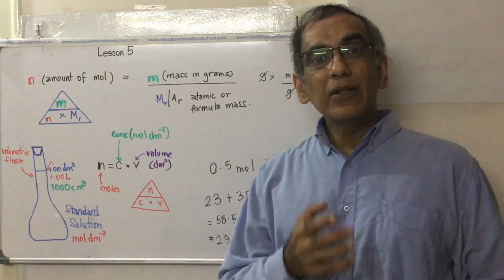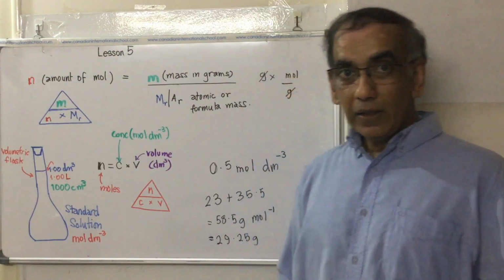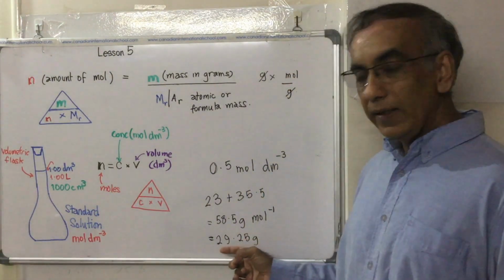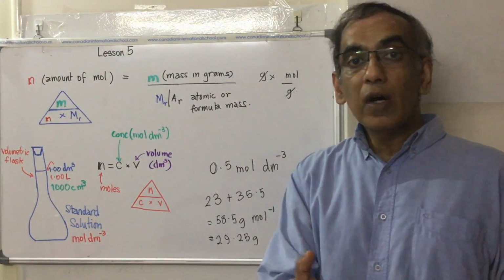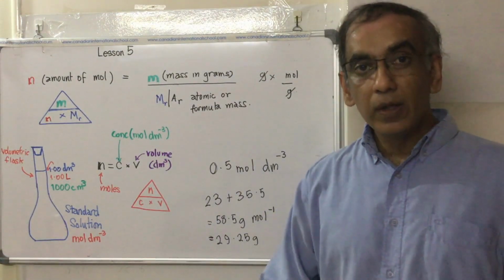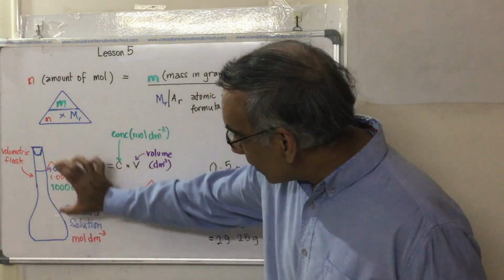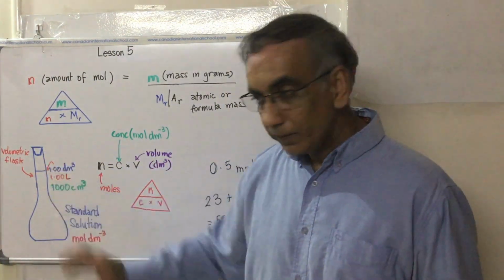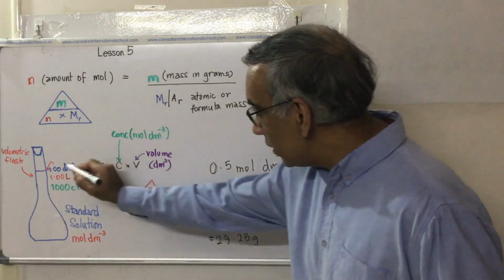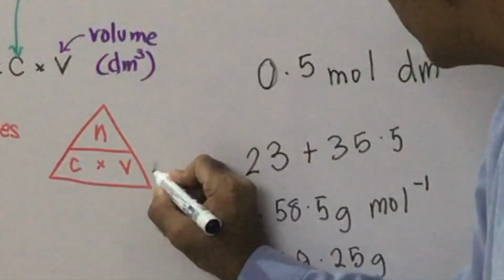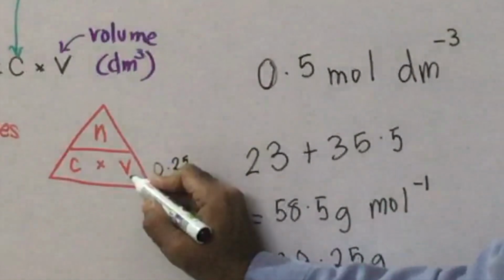So suppose you didn't want to make 1 liter of sodium chloride because you don't want to waste your sodium chloride, 29.25 grams. Suppose you just needed 250 cm cube or 250 milliliters. Then you would get a smaller version of this bottle. And if you had a smaller version of this bottle, it means you would not be using 1 liter, you would be using 0.25 of a liter for the volume.